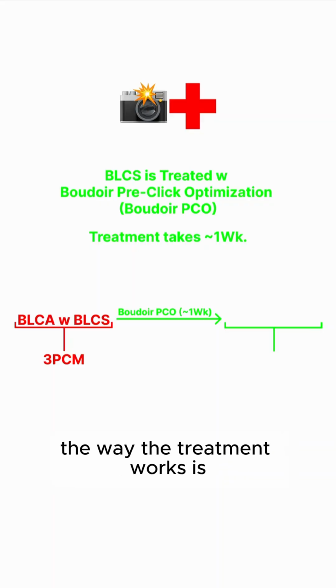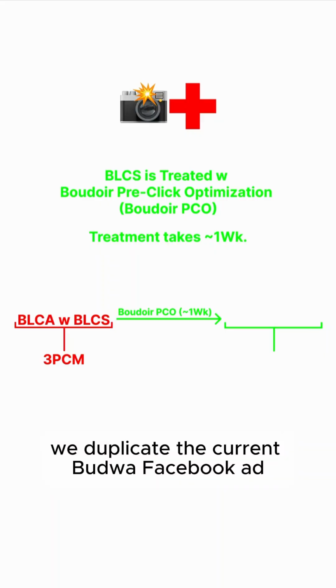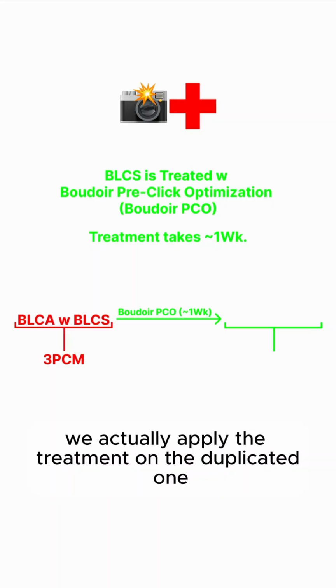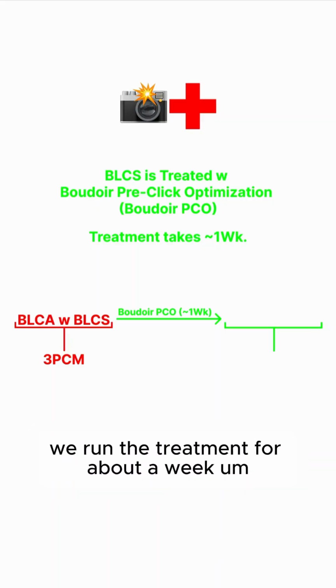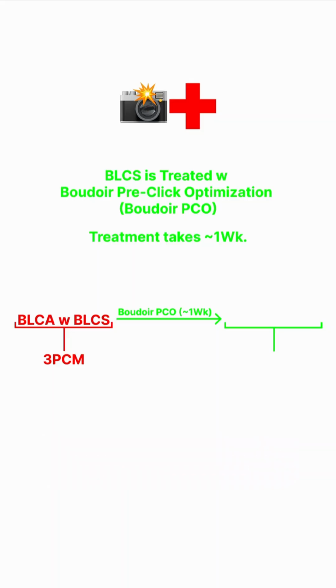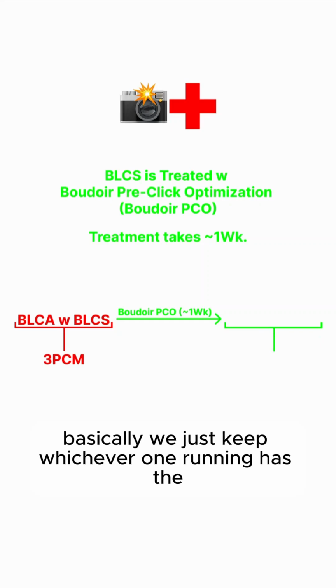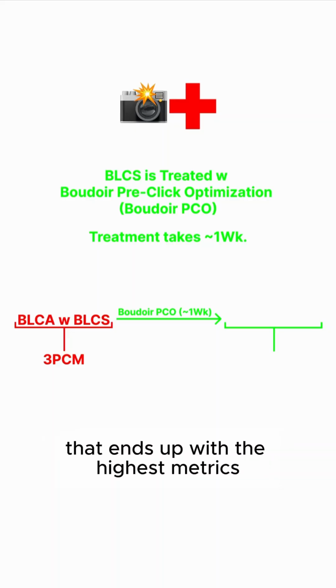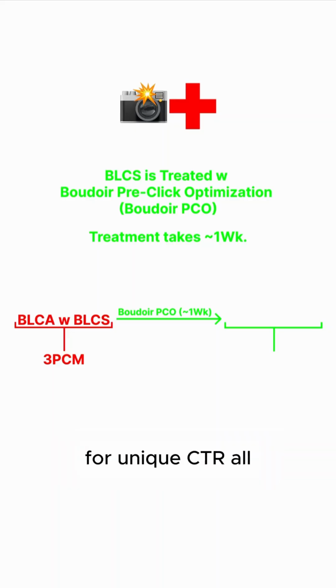The way the treatment works is we duplicate the current Boudoir Facebook ad, and we leave the original. And we apply the treatment on the duplicated one. We run the treatment for about a week. After about a week, we just keep whichever one is running the highest metrics, and it's always been the Boudoir PICO treated ad that ends up with the highest metrics for unique CTR all.